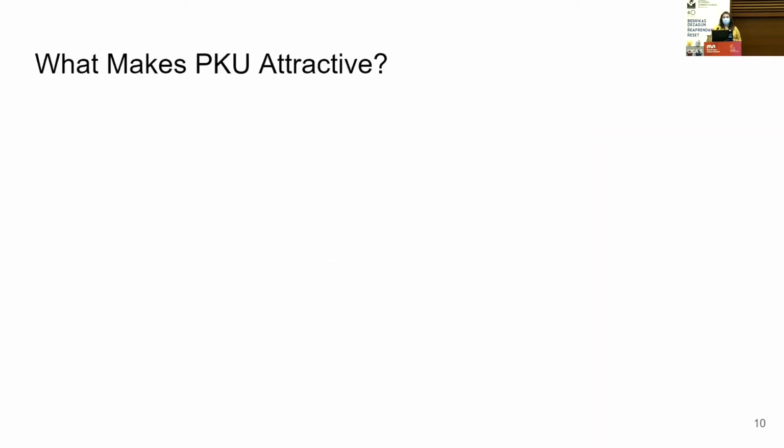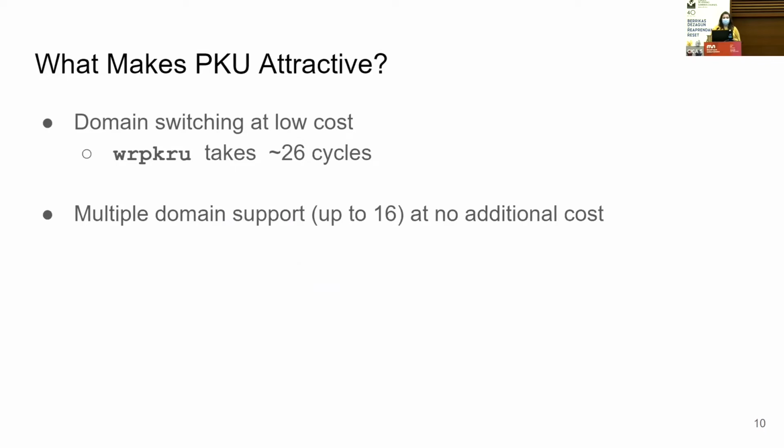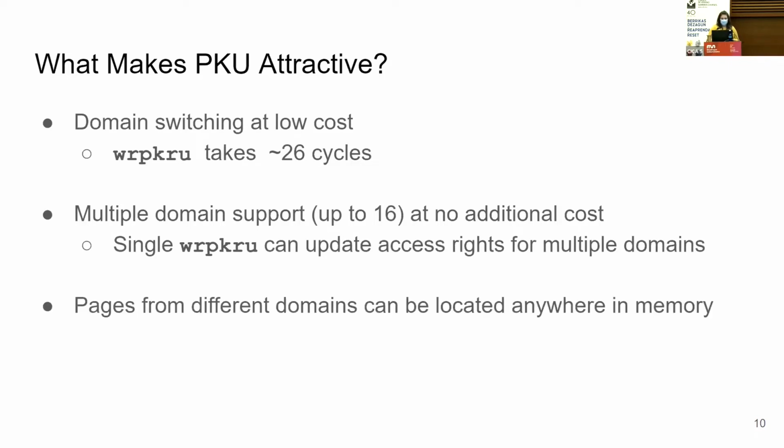So what makes PKU attractive for intra-kernel isolation? There are several features. First, the domain switching is actually very cheap. A single WRPKRU instruction takes roughly 26 cycles. And it can also support multiple domains at no additional cost, meaning that this one single WRPKRU can update the access rights for any subset of up to 16 domains.